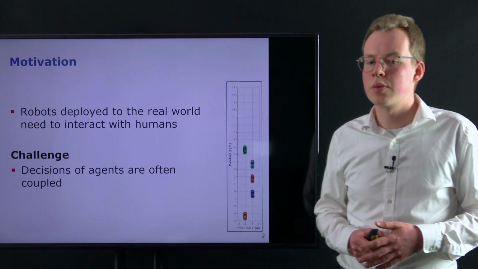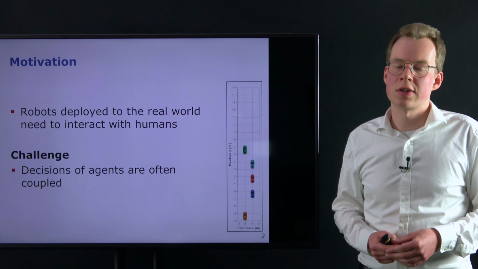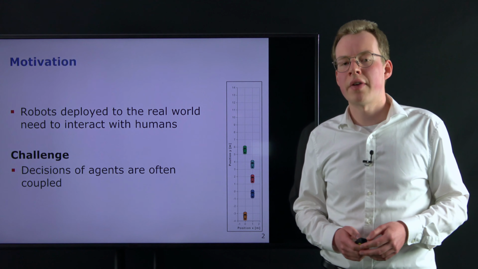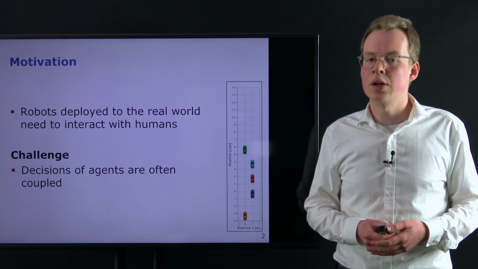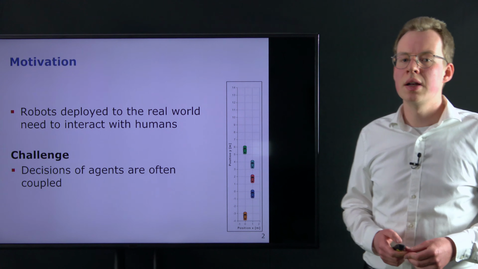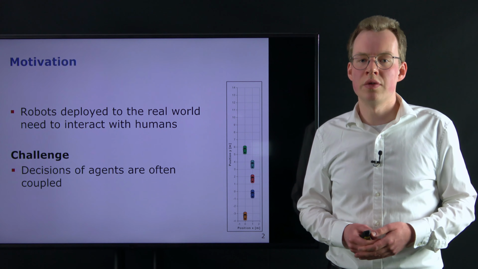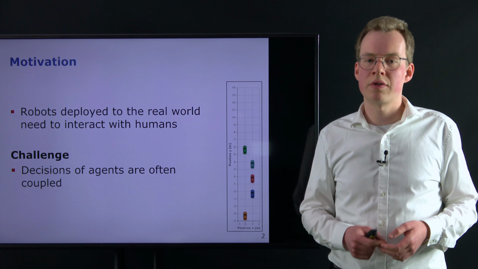Robots deployed to the real world do not operate in isolation, but they must interact with other agents such as humans. In these shared environments, the decisions of multiple players are often closely coupled. For example, in the highway driving scenario shown here, the driver of a fast car approaching from behind may abort their overtaking maneuver if one of the slower cars pulls in front of them.